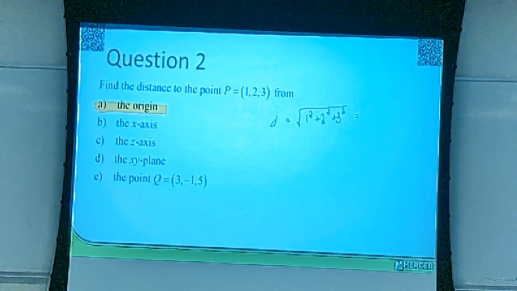Alright, 1, 4, 5, 5 and 9, 14. This is root 14, right? And we're done. That's the distance.